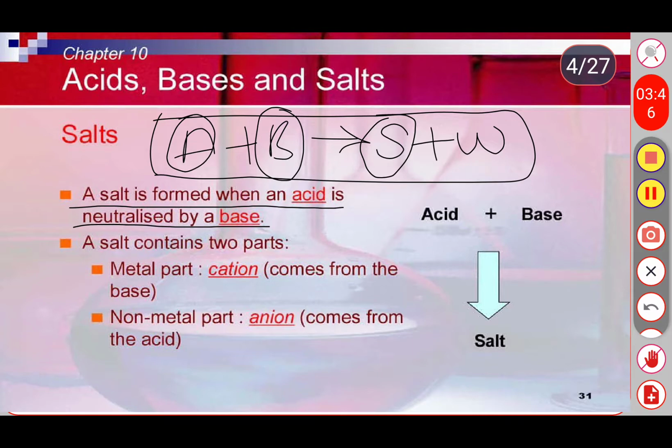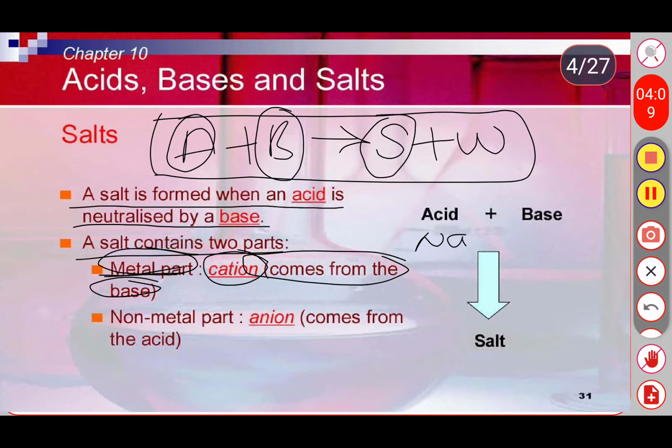A salt contains two parts. We already discussed this in the previous slide. The metal part is usually the cation and comes from the base. So metals are usually cations. For example, what we considered in the last slide, NaCl, right? In NaCl, Na is a positively charged ion.